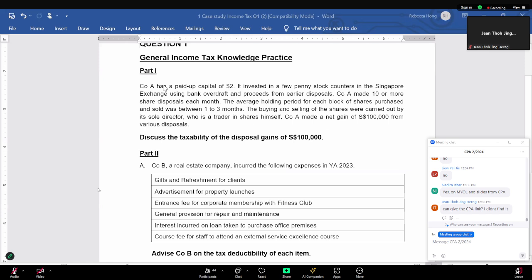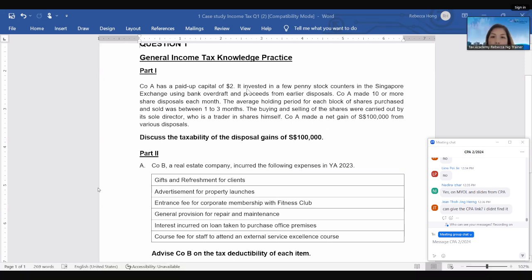Okay, good. So company A has a paid up capital of $2. It invested in a few penny stocks counters in Singapore Exchange using a bank overdraft and proceeds from the earlier disposals. Company A made 10 or more share disposals each month, with an average holding period of each block of shares purchased and sold of between 1 to 3 months. Buying and selling of shares were carried out by its sole director, who is a trader in shares himself. Company A made a gain of $100,000 from the various disposals. Discuss the taxability of the disposal gain of $100,000.